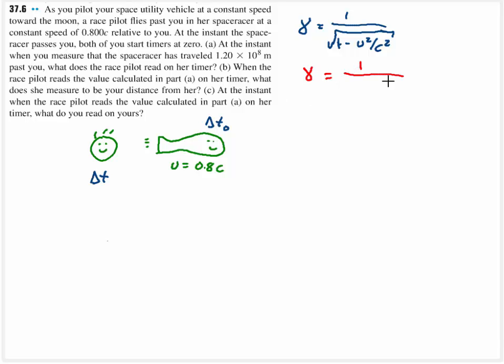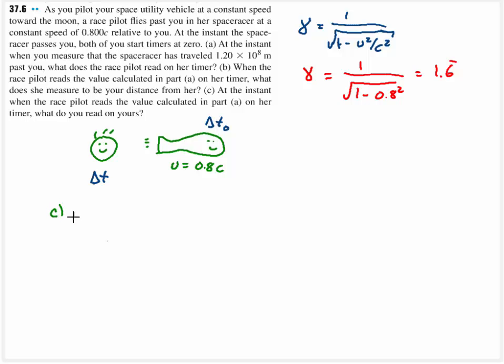The first thing you should always do when you're doing one of these is just go ahead and calculate that gamma value, because we're always going to need it. And it's going to work itself out to be 1.6 repeating. We could use time dilation, we could use length contraction, and we can also use distance equals rate times time. We could do it either way.